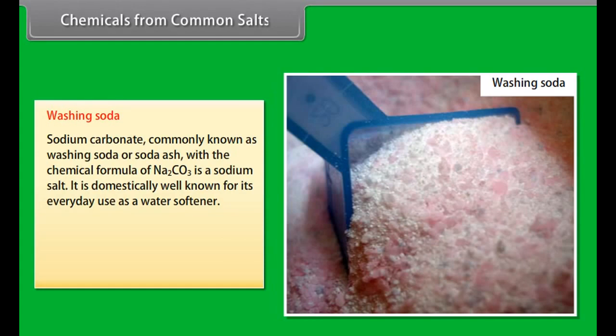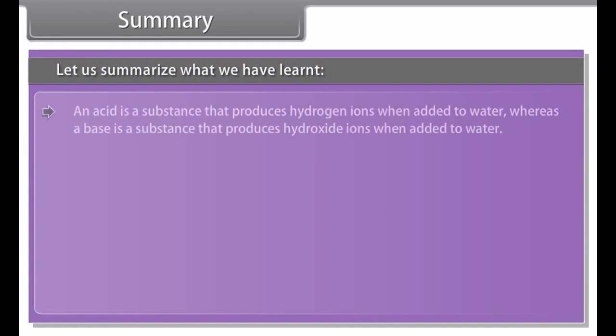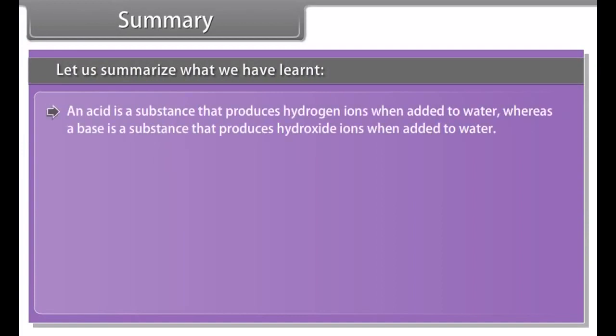Chemicals from common salts. The following are some of the chemicals produced from salts. Common salt. Common salt, with the chemical name of sodium chloride, is an ionic compound with the formula NaCl. It is responsible for the salinity of the ocean. It is commonly used as a condiment and food preservative since it is the major ingredient in edible salt.